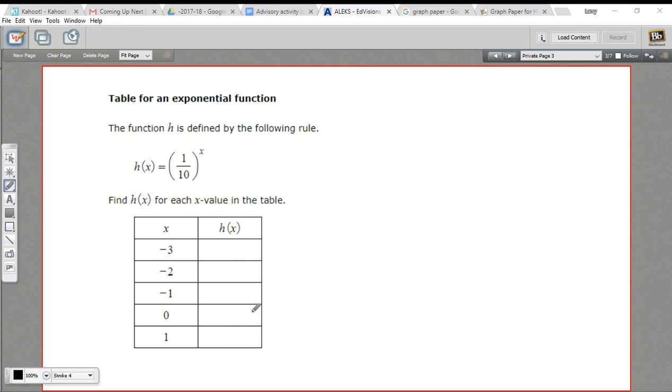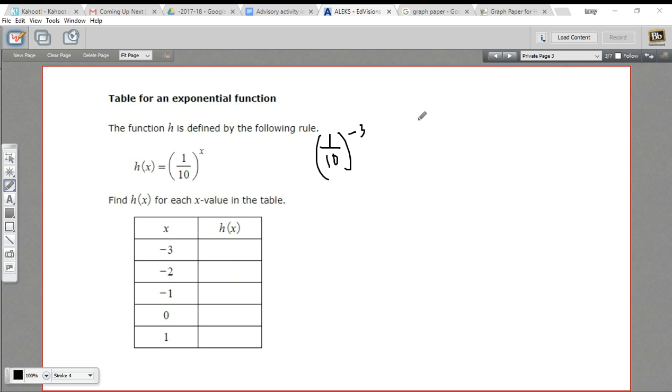When we're getting ready to graph them, we just need to find some values so we can plot them and get the idea of the general shape. So what we need to do here in this particular function, we have 1/10 to the x, is just raise 1/10 to all of these different powers. So first, we'd have 1/10 to the -3 power. And you need to remember, when you have a negative exponent, it flips the fraction.